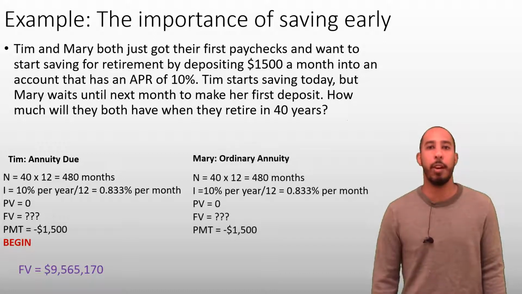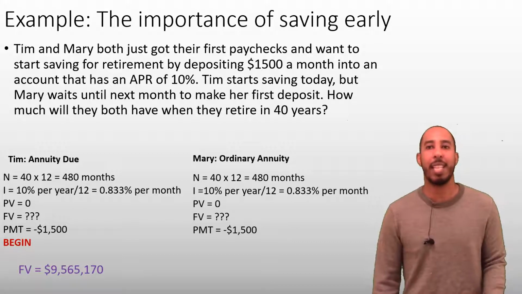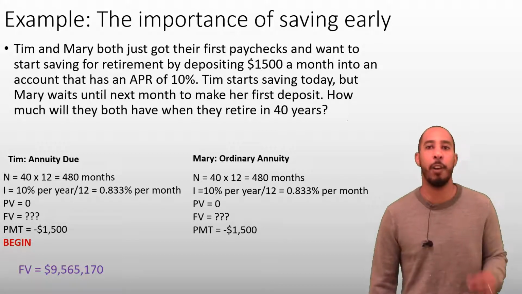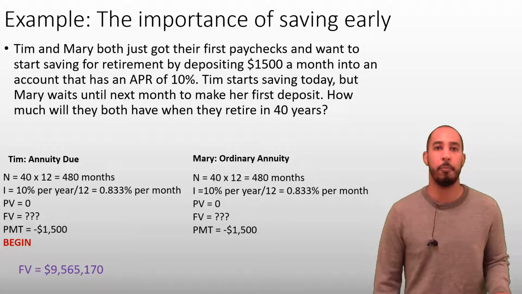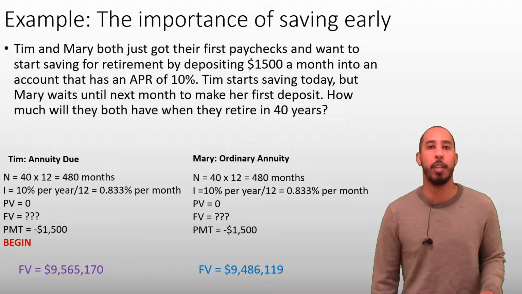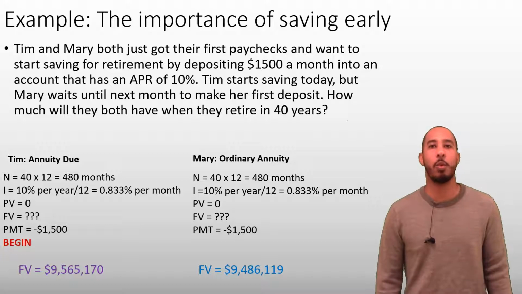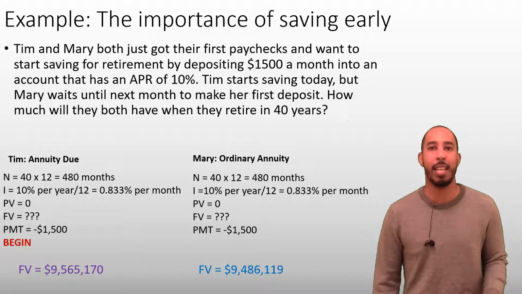Now we'll do the same for Mary, who, remember, delayed just a little bit. The setup is exactly the same as Tim's, except we need to keep our cash flow timing setting at the default end of period setting. Solving for Mary's future value, we get $9,486,000, almost $100,000 less than Tim. Now notice that the only difference between them was the 1 month delay in getting started. Everything else was identical, so that little delay magnifies into a significant difference in the end.